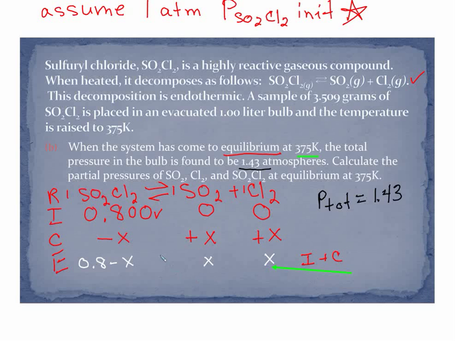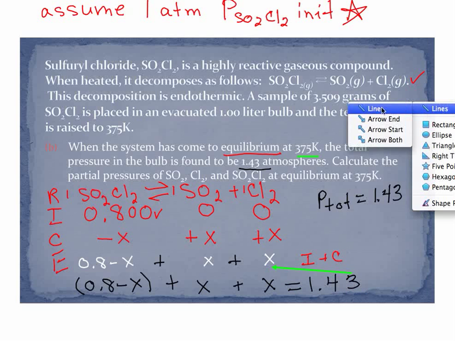Dalton's law tells me that my total pressure is equal to the sum of my individual pressures, and these are all partial pressures here. So that means my partial pressure of SO2Cl2, which is 0.8 minus X, plus my partial pressure of SO2, which is X, plus my partial pressure of Cl2, which is X. Dalton tells me that that's going to be 1.43.